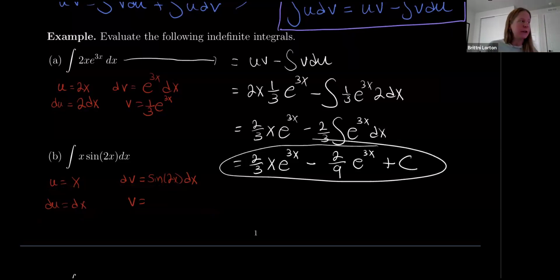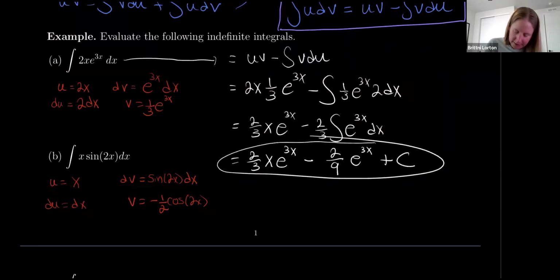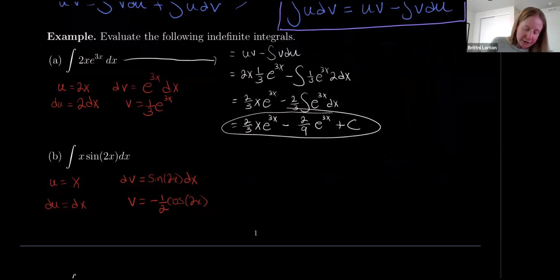So an antiderivative of sine is negative cosine, but of course, don't forget to divide by that constant multiple, and we'll deal with the plus c later. Okay, all right, so we're doing pretty good so far. Then I'm going to have to set up my integration by parts formula. So I'm going to go ahead and do that.